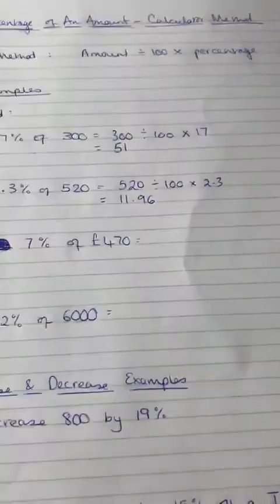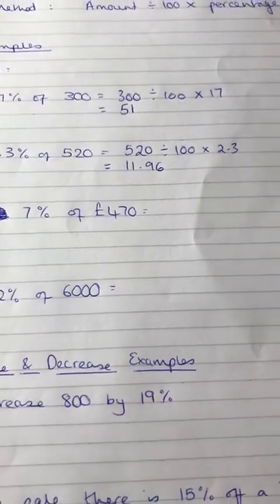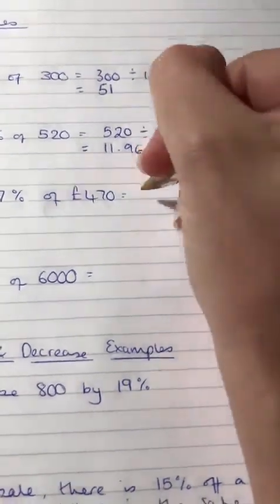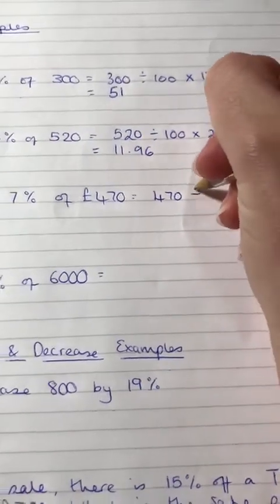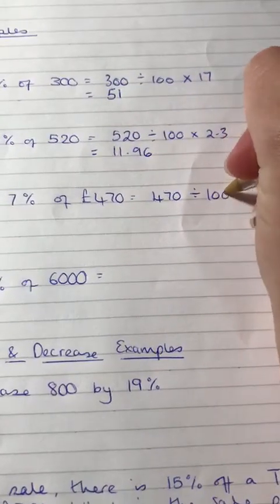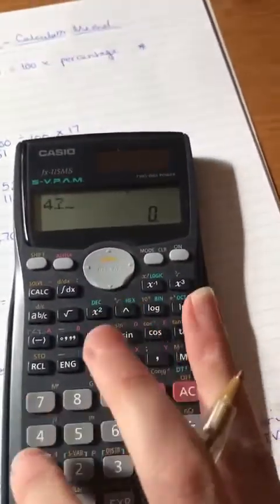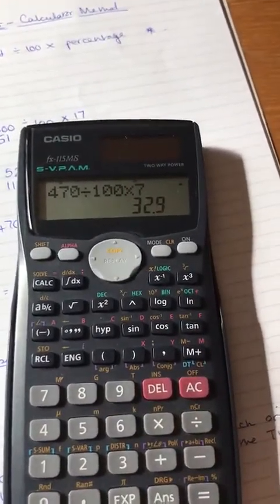And that's it. Okay, on number 3, we're being asked to find 7% of £470. So I've included units on this one. So again, I'm taking my amount, which in this case is £470. I divide by 100 and I times by the 7%. Let's do that. My answer is 32.9.